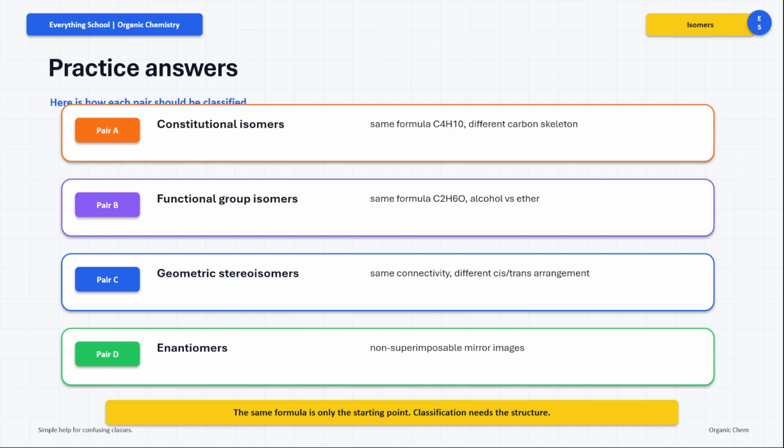Same formula tells you isomers are possible. Connectivity tells you constitutional isomer or not. Three-dimensional shape tells you stereoisomer or not. Once you learn to ask those questions in order, isomers become much easier.